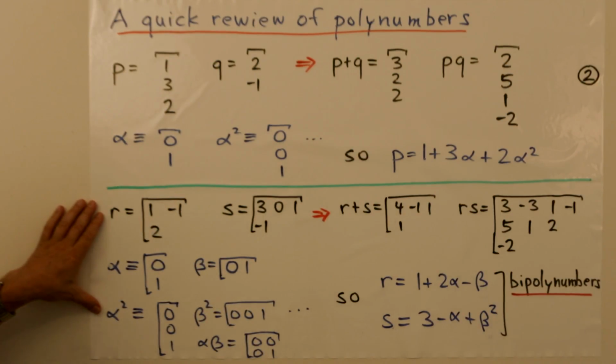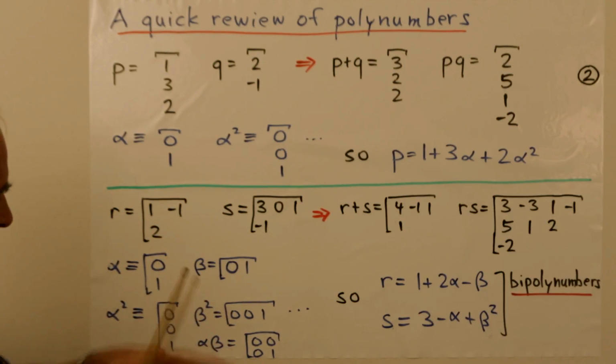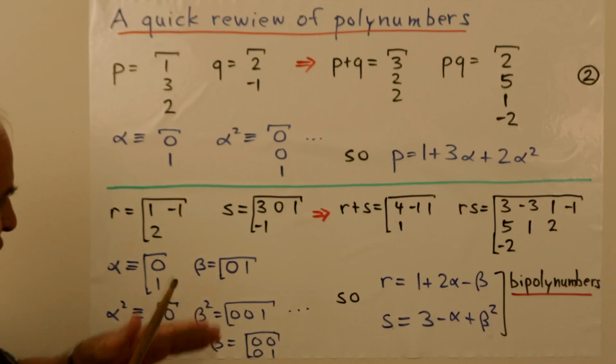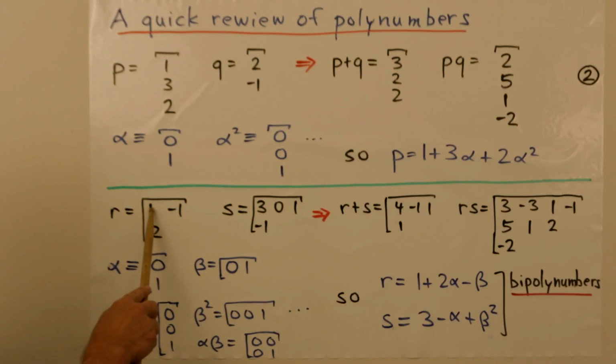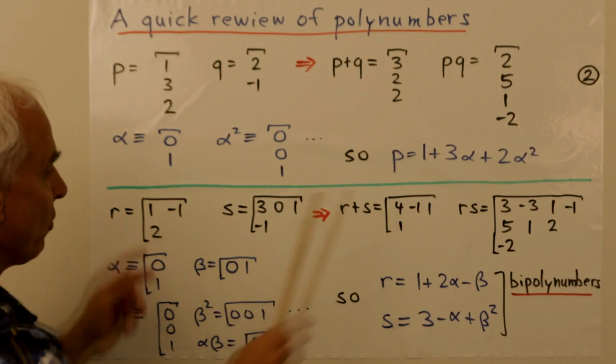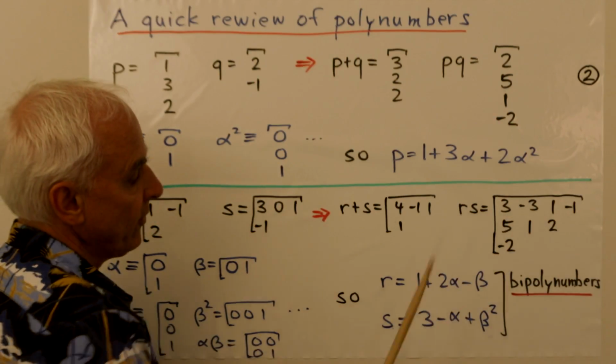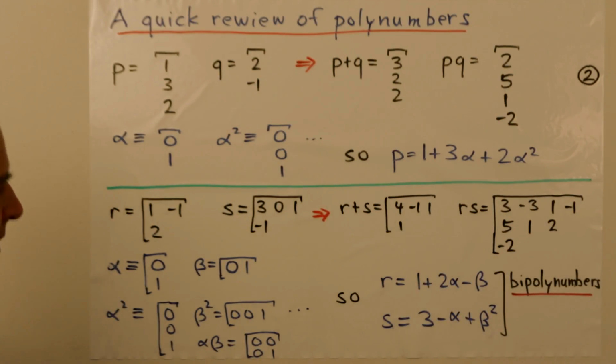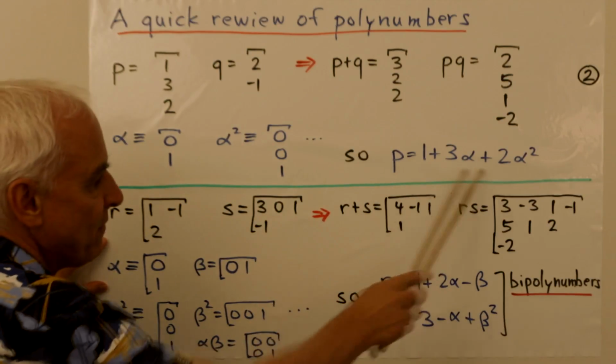Okay, so here's the two-dimensional story. It's something similar. Now we have the possibility of having two directions. So it's a two-dimensional array, 1, 2, minus 1, that's r, 3, minus 1, 0, 1, that's s. The sum is just component-wise, and the product is a little bit more complicated. One way of understanding that is to convert everything to this kind of form.